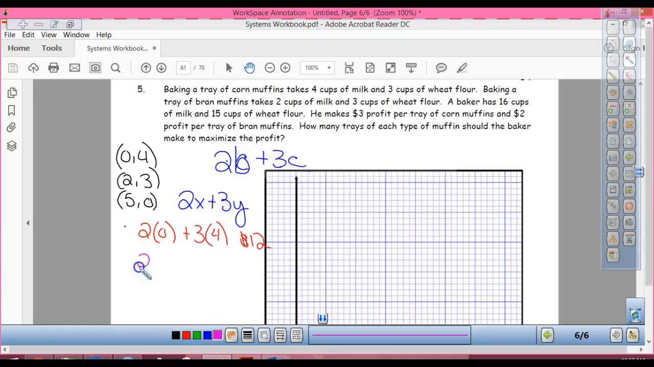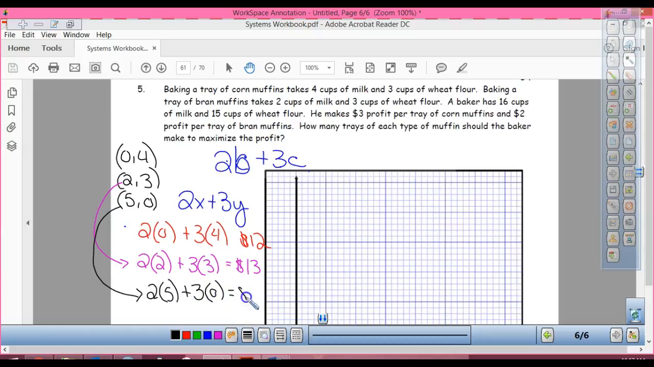Okay, next one, 2 times 2 plus 3 times 3 gives us 4 plus 9, which is $13 profit. So you were right. And then 5, 0 was 2 times 5 plus 3 times 0 gives us $10 profit. So who makes us the most profit? This guy.